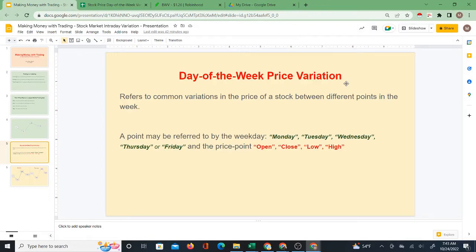So did you know that stocks can actually have common variations in price between different days of the week? Well, that's what I'm going to look at in this video. It's called Day of the Week Price Variation. I'm going to look at that.